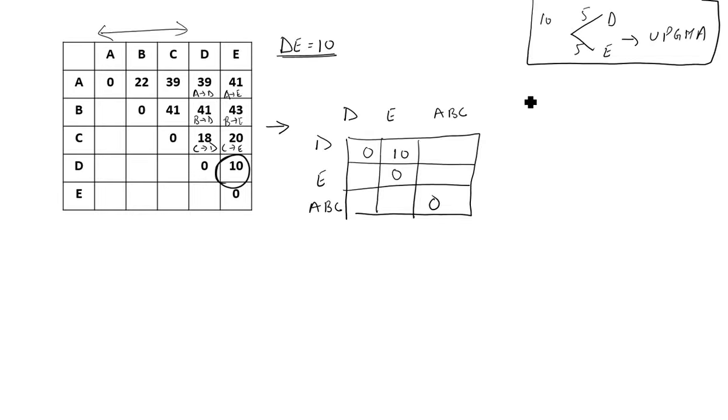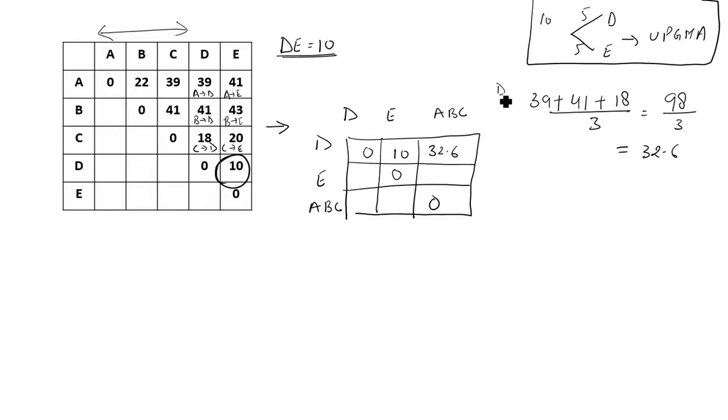So how will we calculate? Suppose you are calculating D to ABC, so it is AD 39, BD 41, and CD 18, divided by 3. So this will be 80 and this is 98. 98 divided by 3 will become 32.666. So let's keep it as 32.6.